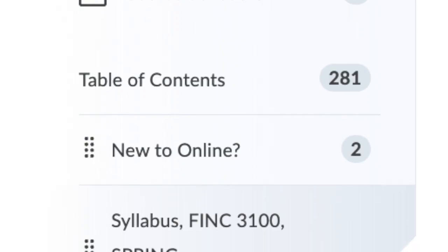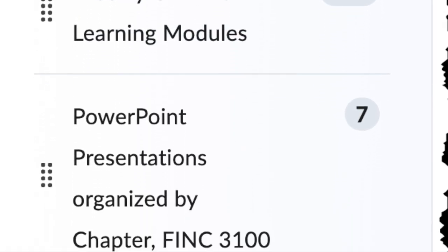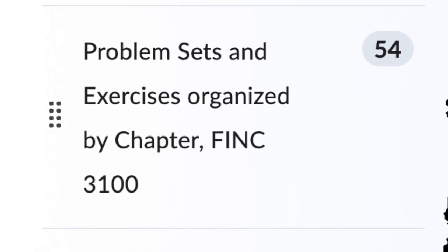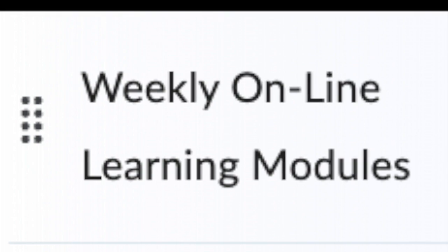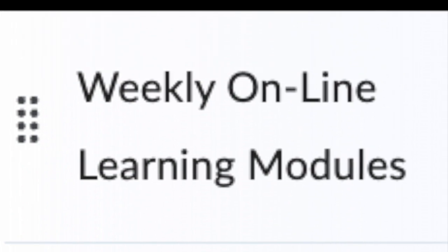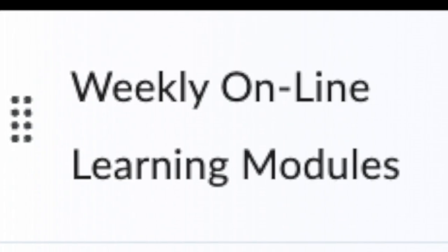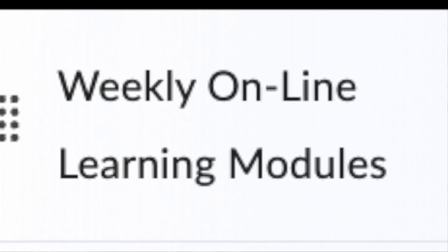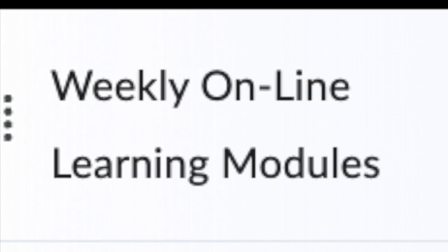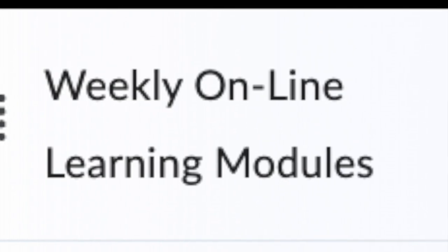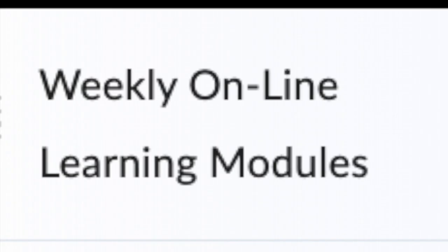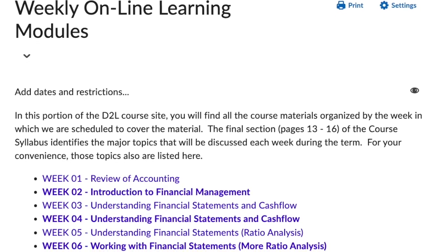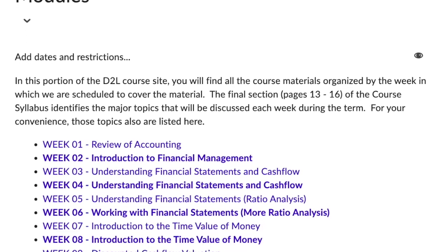On the content page, you'll see on the left-hand side a navigation panel that identifies various modules and resources that are available to assist you. Cursor down on the navigation panel and find the link labeled Online Learning Modules and Resources. Click on that. See, there are topics for each of the 15 weeks.